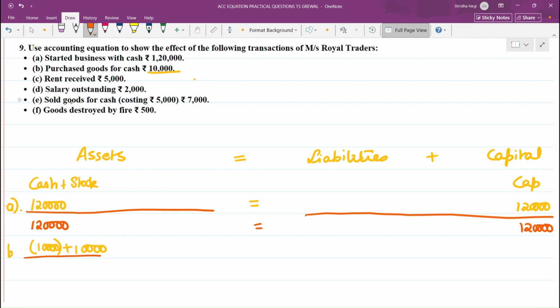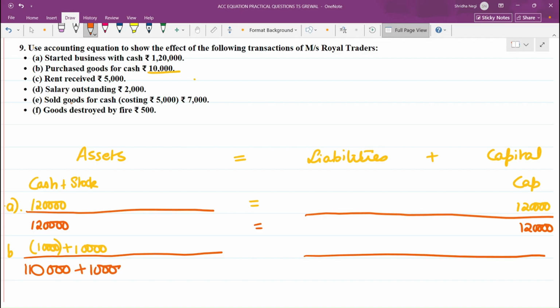Okay, so now again let's get the balances down. So 1,20,000 minus 10,000 will be 1 lakh 10,000. 1 lakh 10,000 and stock is your 10,000 equals to dash and here it will be capital is 1 lakh 20,000. Okay. Now let's go to the third one.